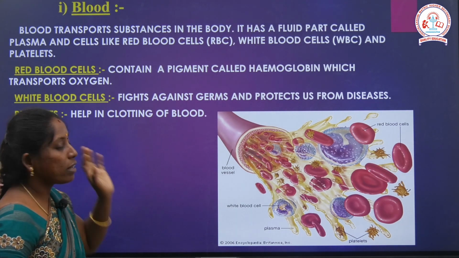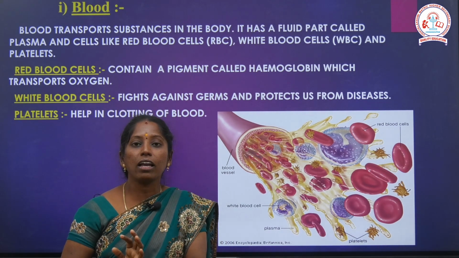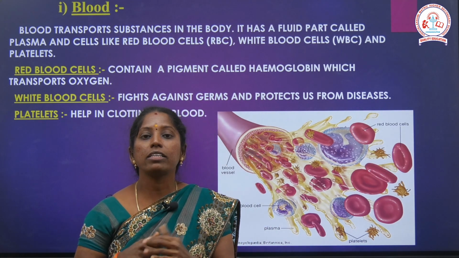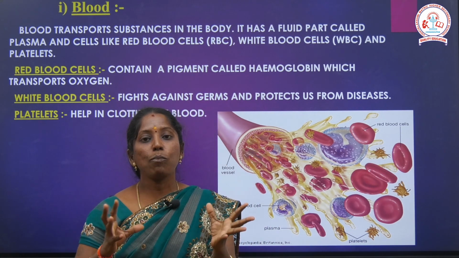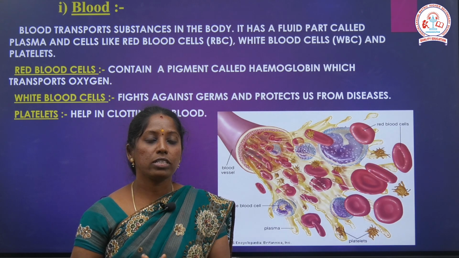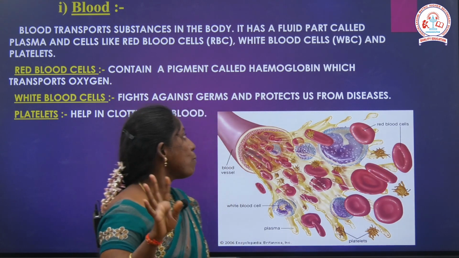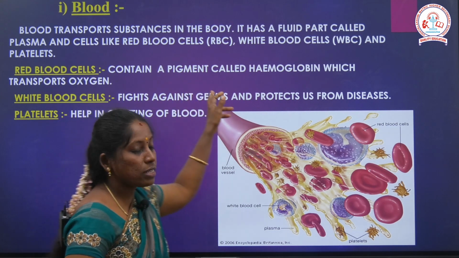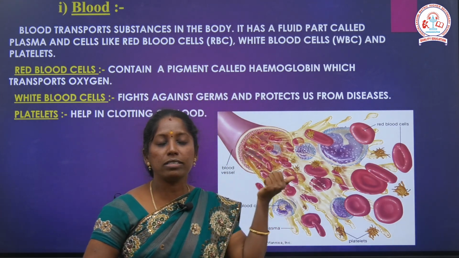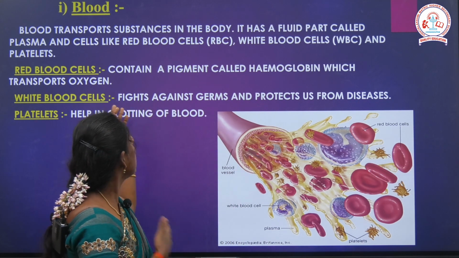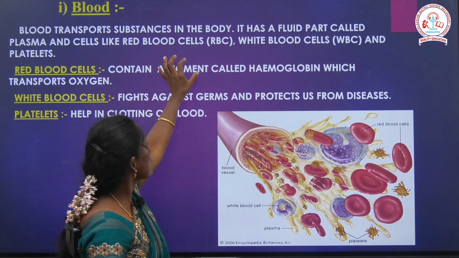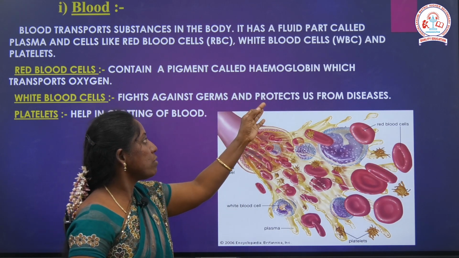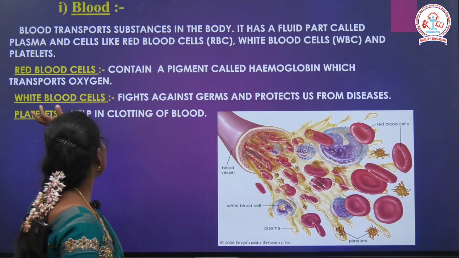First, blood. What is blood? It is a red colored fluid present in our body. We know that. Why is it red? What are the components present in the blood? That we are going to see. Four components are present in the blood. One is plasma, then red blood cells, next white blood cells, and next platelets. Red blood cells we can shortly say RBC, white blood cells we can say WBC, and the next one is platelets.